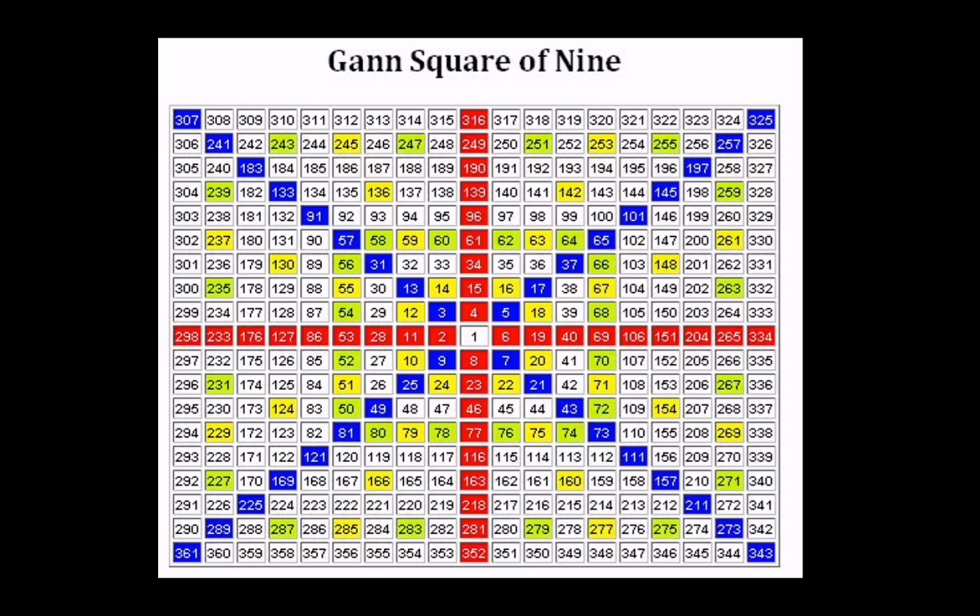Today we are going to talk about a popular tool used by WD Gann, the Square of 9. Let's take a look at what this is all about. Here it is. We have 1 in the center and we move to the next circle where we find 9. If you remember, WD Gann said 3, 5, 7, 9 and 12 are master numbers. Well, here is 9.